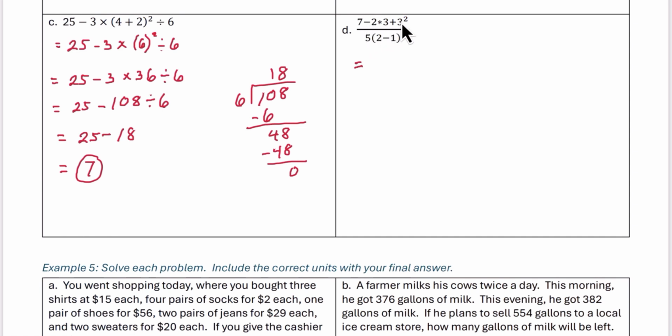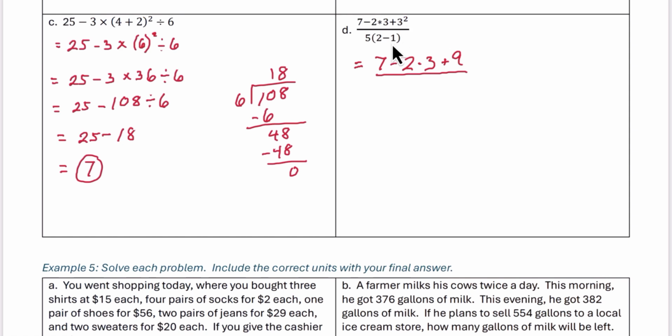Notice the top doesn't have any grouping symbols. So we move on to exponents. Again, just focusing on the top. So we have 7 minus 2 times 3 plus 3 squared is 9.